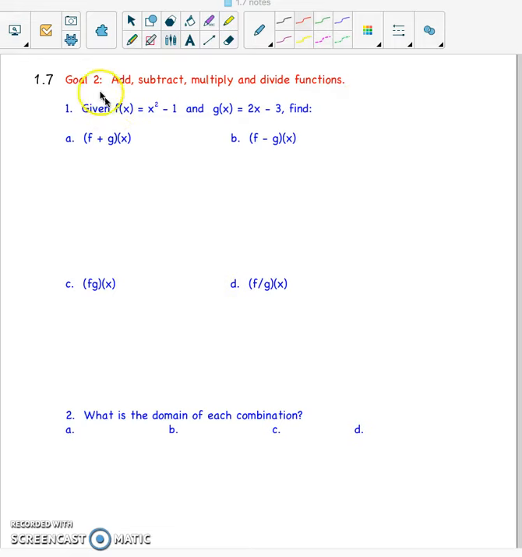We're still looking at our study of section 1.7, and we're specifically going to talk about how to add, subtract, multiply, and divide functions. Recall our functional notation: f of x is equal to y. Remember, this is not f times x, but f of x.